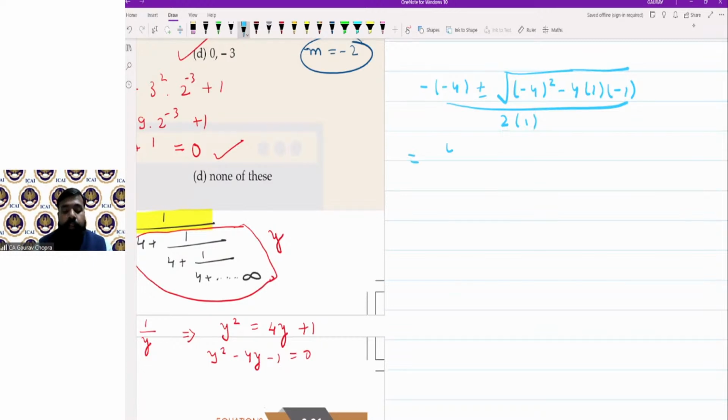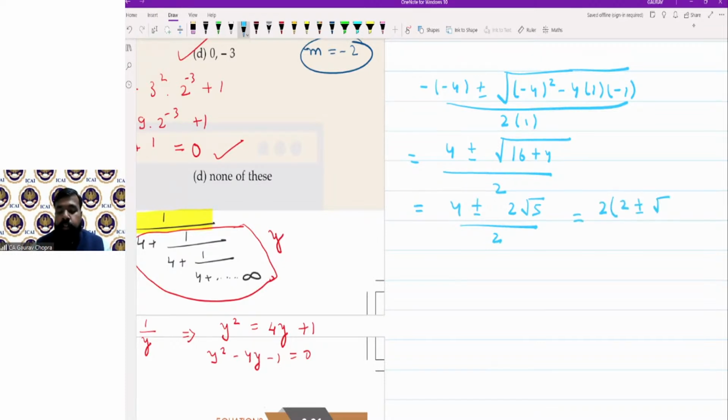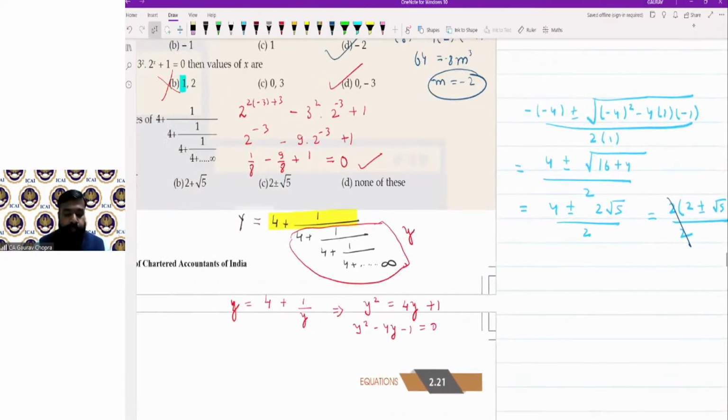So what we are getting? 4 plus minus root of 16 plus 4 upon 2. So this can be written as 4 plus minus 2 root 5 upon 2. 2 can be taken as common and cancelled. So 2 plus minus root 5 upon 2. So this 2 is cancelled. So what is the final result? 2 plus minus root 5.